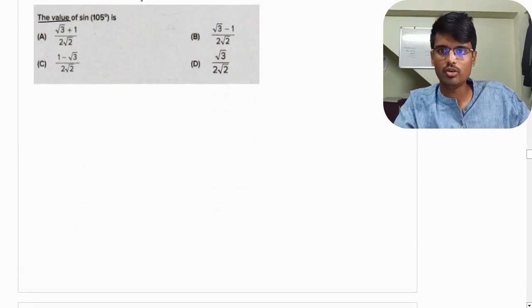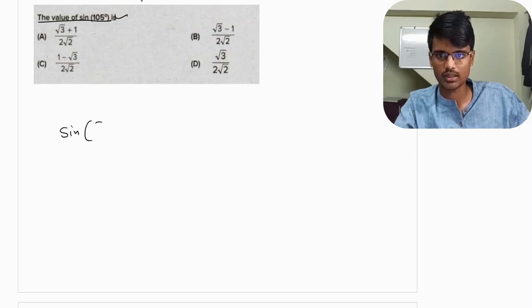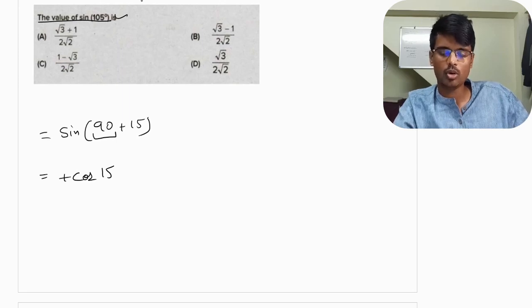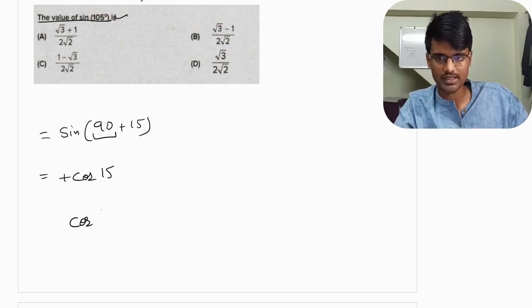The value of sine 105. Sine 105 is nothing but sine of 90 plus 15. Very easy. Because it is an odd multiple, I have to change it, and the sign is positive because I am in the second quadrant. So it is cos 15. Cos 15 I have done in my sessions. It can be represented as cos of 60 minus 45.